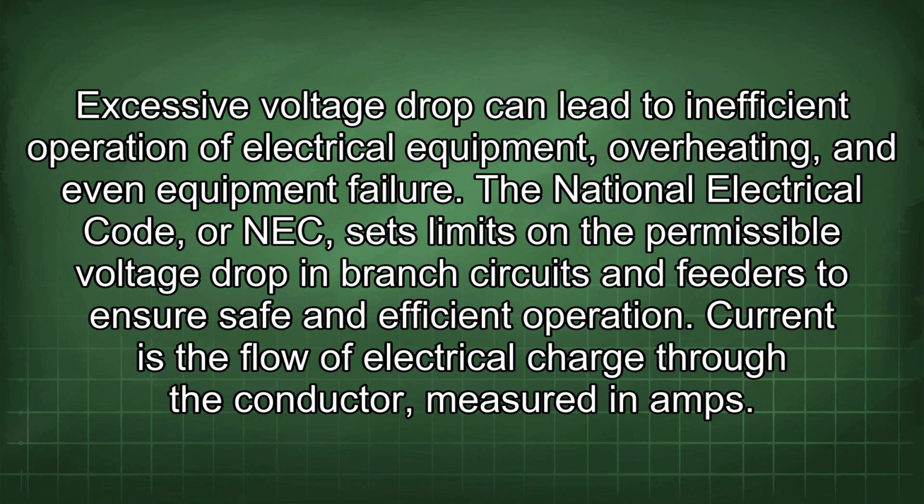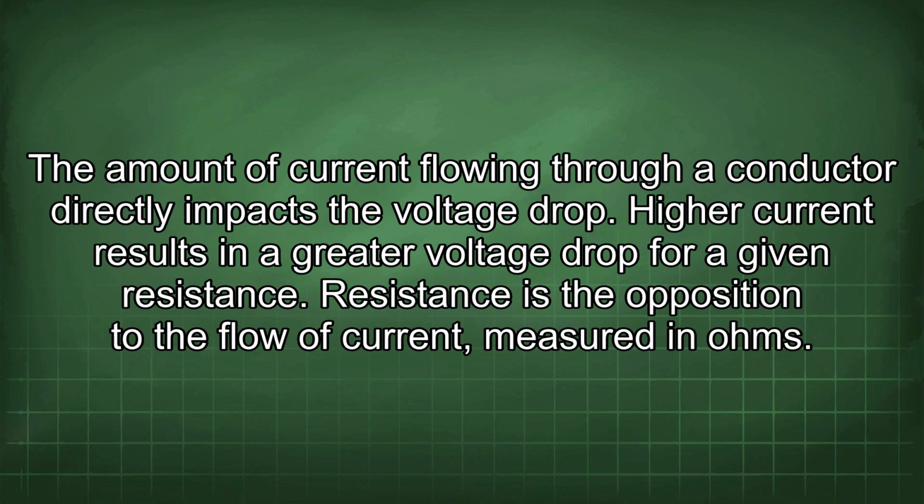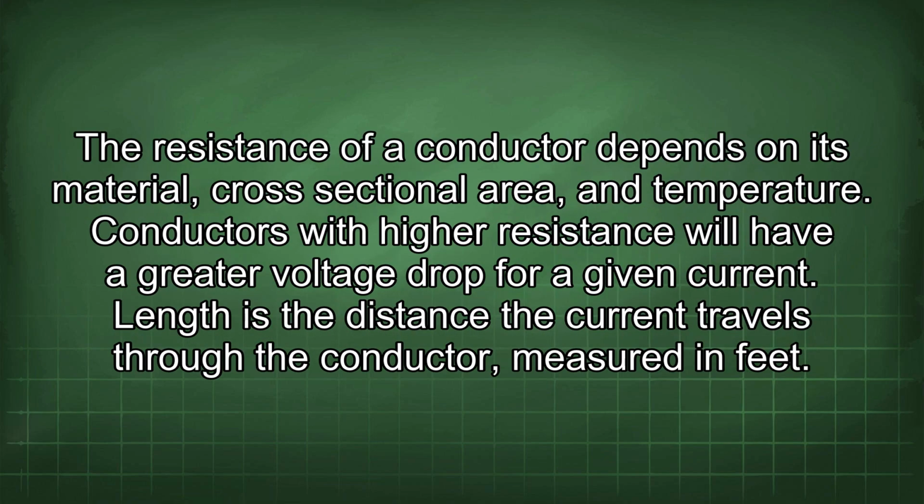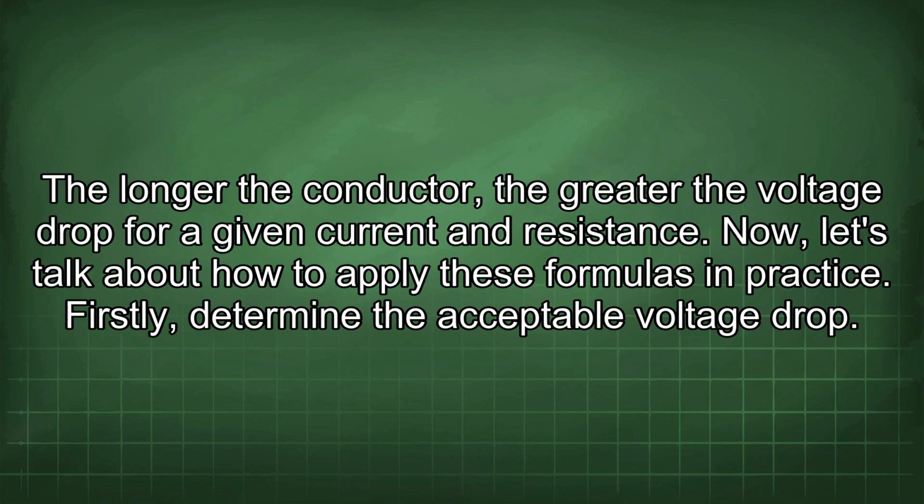safe and efficient operation. Current is the flow of electrical charge through the conductor, measured in amps. The amount of current flowing through a conductor directly impacts the voltage drop. Higher current results in a greater voltage drop for a given resistance. Resistance is the opposition to the flow of current, measured in ohms. The resistance of a conductor depends on its material, cross-sectional area, and temperature. Conductors with higher resistance will have a greater voltage drop for a given current. Length is the distance the current travels through the conductor, measured in feet. The longer the conductor, the greater the voltage drop for a given current and resistance.